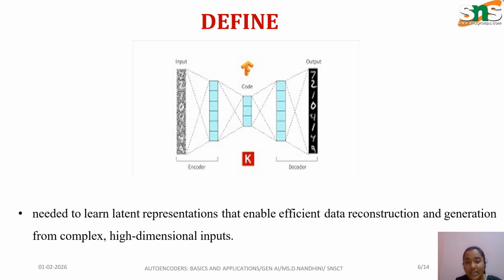Autoencoders are used here. Next one is how we are defining this problem or how we are identifying it. We need to learn a latent representation that enables efficient data reconstruction for complex high dimensional images. It clearly defines the problem: how it is used to reduce the data dimensionality without losing important information, how it removes noise effectively, and how to detect anomalies in normal data.